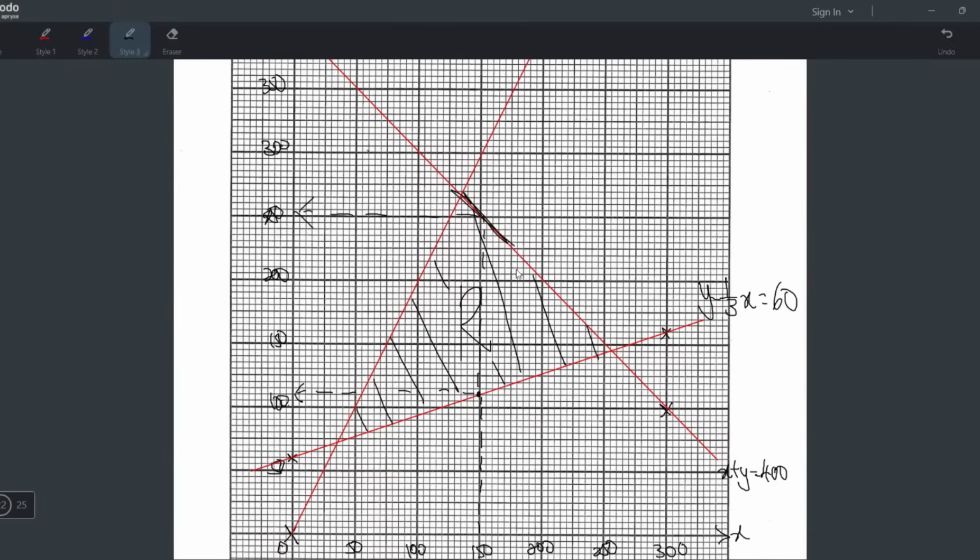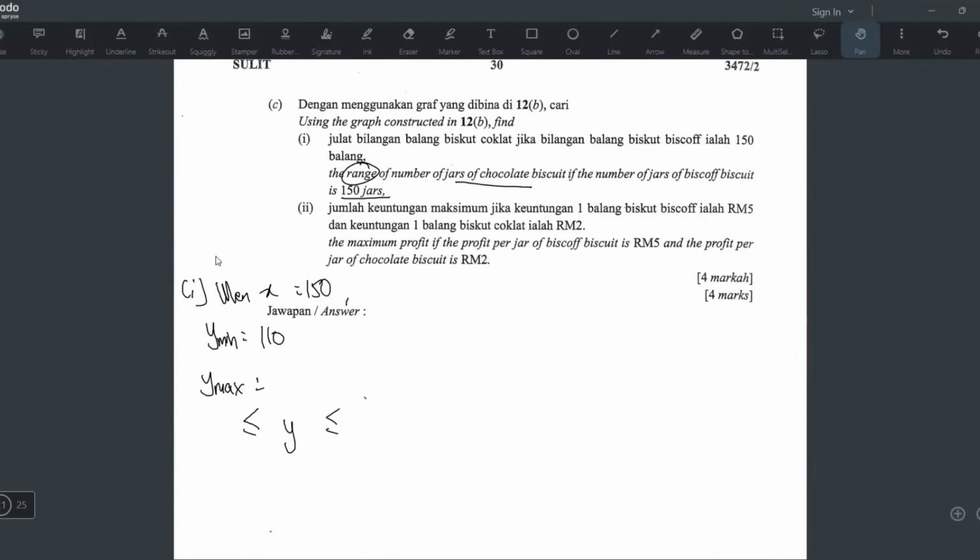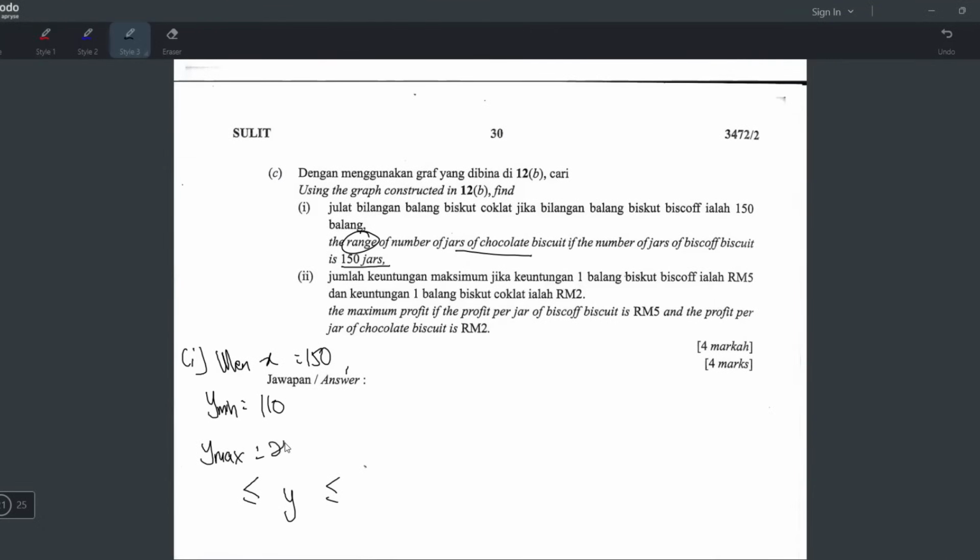But make sure this line is a solid line. Because if it's a dashed line, then you cannot take it. Maybe you have to go down one box. Yeah, because if it's a dashed line, it means you cannot take the value on the line. Alright, so 250 and 110. So that is the answer.